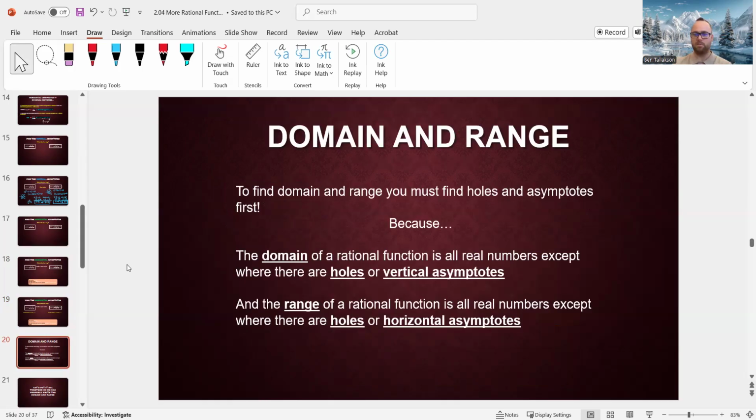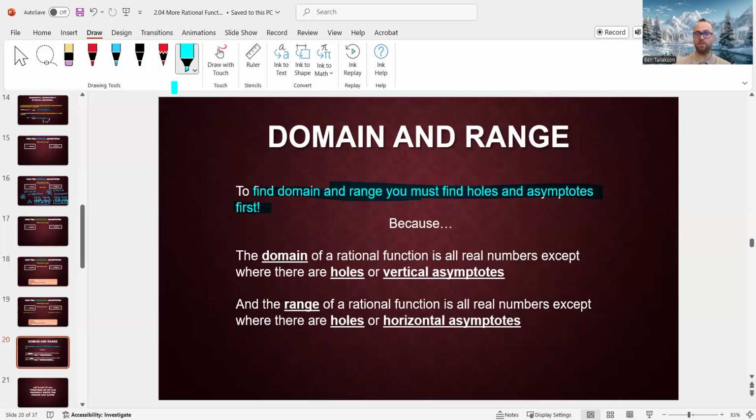We've made it to the point in time where we want to talk about domain and range, because think about it. Now we can have more than one vertical asymptote. Now there's holes in graphs, right? So obviously there's more restrictions happening, okay? So what does that mean for you? That means when you're finding the domain and range, you have to find the holes and the asymptotes first, right?